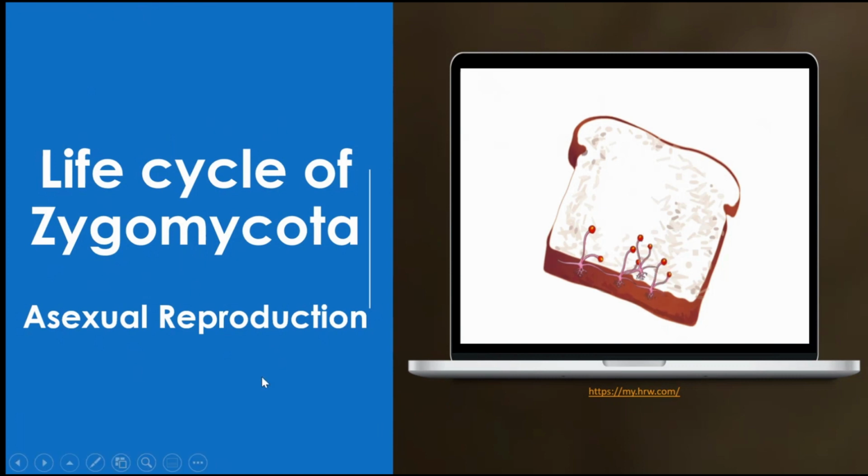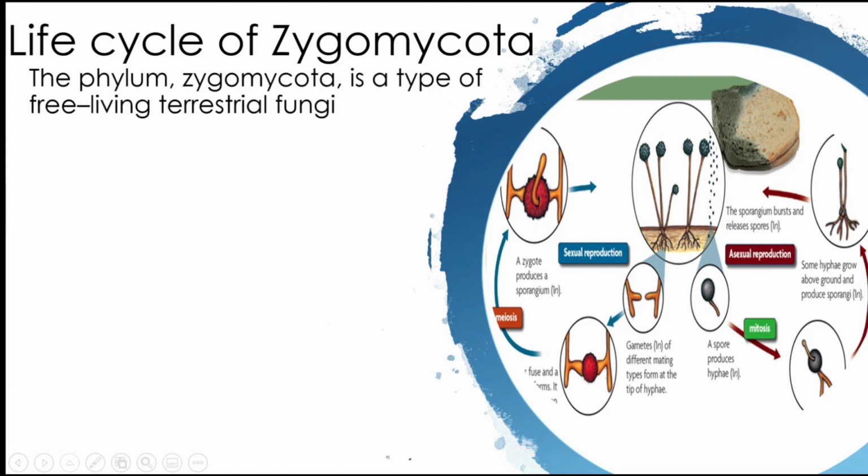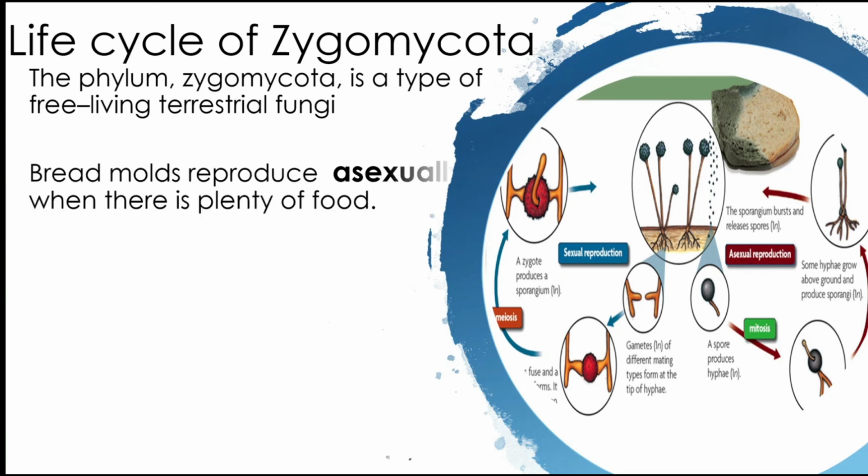Yes, as we saw here in the illustrated video, we can summarize the life cycle of Zygomycota. Of course, the phylum Zygomycota is a type of free-living terrestrial form of fungi. The bread molds reproduce asexually when there is plenty of food, because as we mentioned before, asexual reproduction is favored for the primitive forms of living organisms. And if we are looking for the pros of asexual reproduction, as we discussed before, it is not time consuming. Why? Because it's very fast.